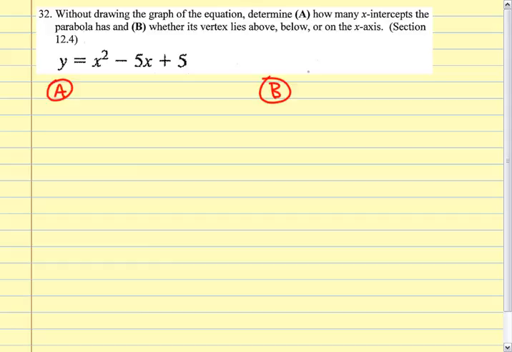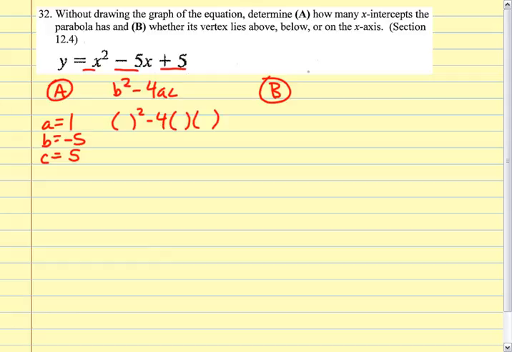Now, whenever I'm looking for how many x-intercepts or how many roots or how many solutions there are to a quadratic, that's always asking me to figure out what the discriminant is. Okay? So for this quadratic, I know that A is equal to 1, B is equal to -5, and C is equal to +5. Okay? Now let me go ahead and plug that in. Alright? Let's see. B is -5, A is 1, C is 5.